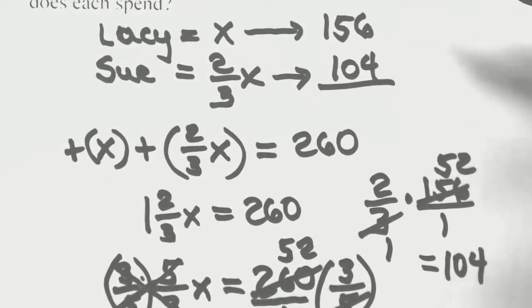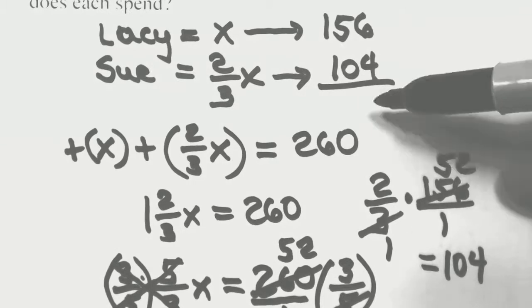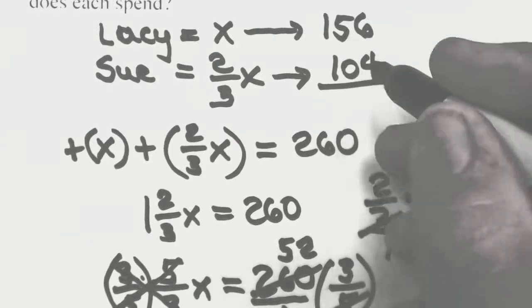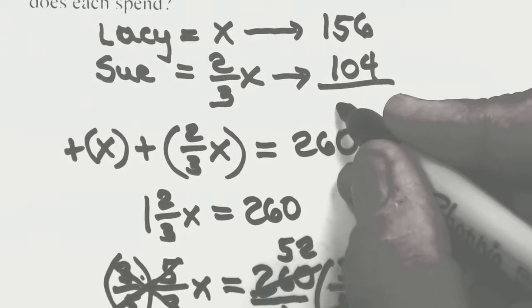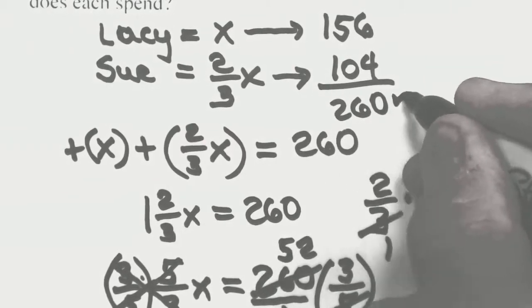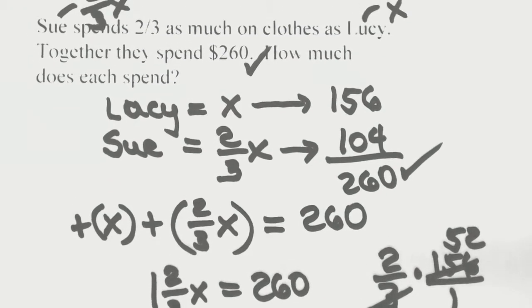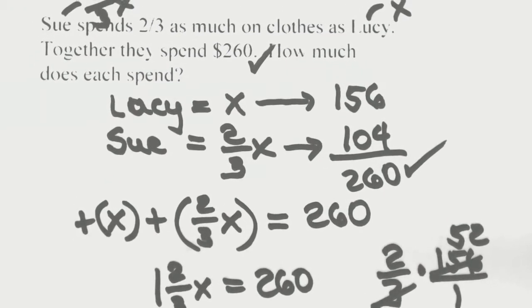Okay, well, we know then that this 104 is 2/3 of 156. We just did it here. And what do we get when we add these up? Yes, indeed, it does end up giving us the 260, which was the total amount that the problem said they spent together.